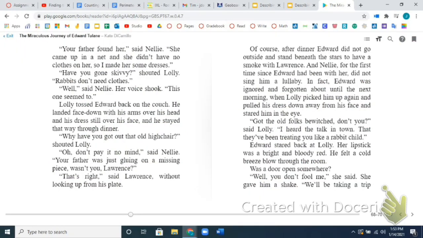Let's keep reading. Lolly tossed Edward back on the couch. He landed face down with his arms over his head and his dress still over his face, and he stayed that way through dinner. "Why have you got out that old high chair?" shouted Lolly. "Oh, don't pay it no mind," said Nellie. "Your father was just gluing on a missing piece, wasn't you, Lawrence?" "That's right," said Lawrence, without looking up from his plate. Of course, after dinner, Edward did not go outside and stand beneath the stars to have a smoke with Lawrence. And Nellie, for the first time since Edward had been with her, did not sing him a lullaby. In fact, Edward was ignored and forgotten about until the next morning.